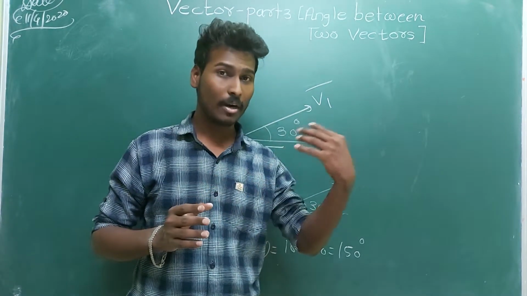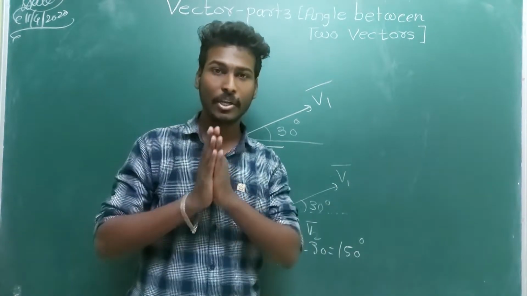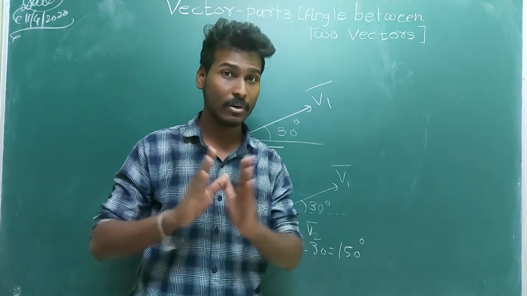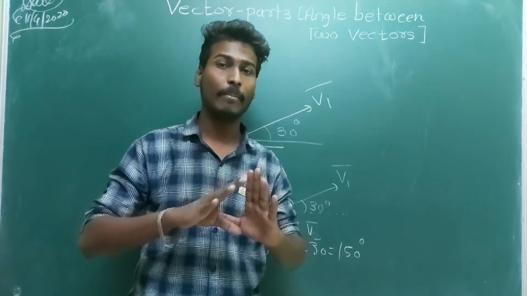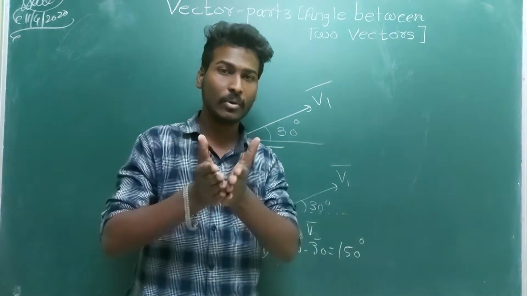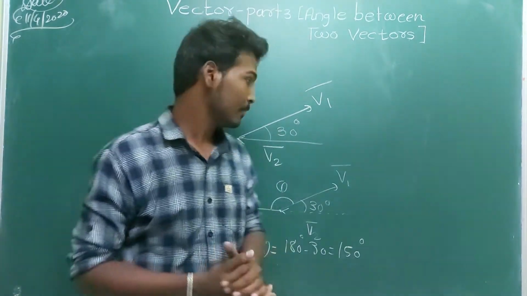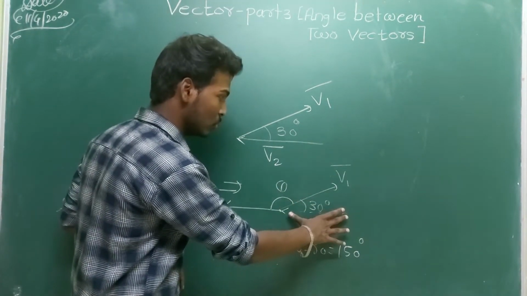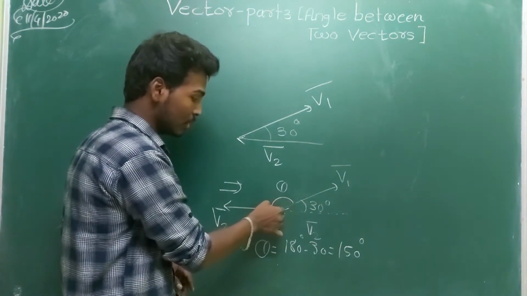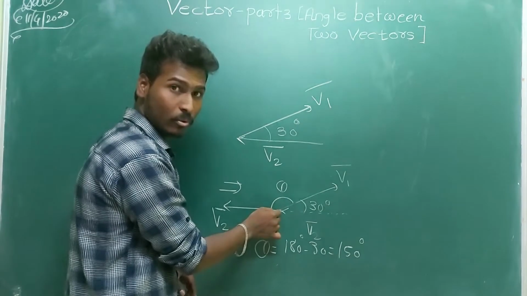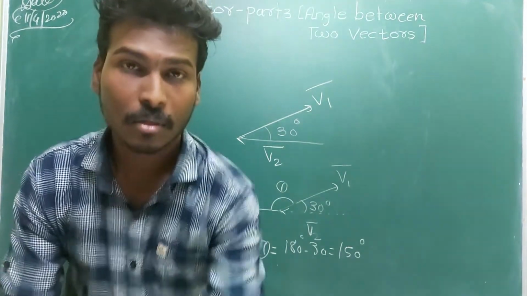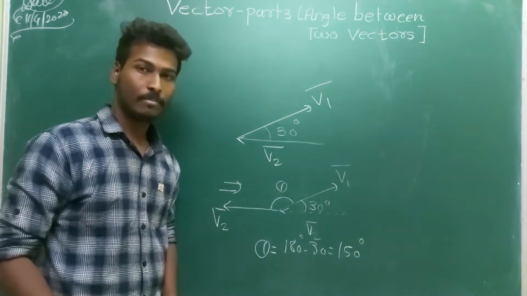But when there is no head to head or tail to tail, then you have to shift any one of the given vectors and make the placement or structure look like head to head or tail to tail. For that you can use parallel shifting of a vector. I have shifted this v2, this is our v2, without changing magnitude, as it is, parallelly. So here tail to tail, so that theta will be 180 degrees minus 30 degrees. So note down this example.